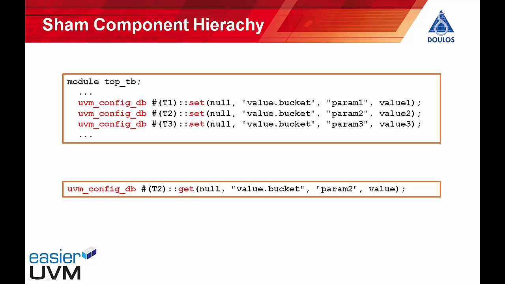So here, for example, we've set up a bucket to store values within the configuration database that's totally unrelated to the name of any actual UVM component. So we've written param1, param2 and param3 of types t1, t2 and t3 into our value bucket in the configuration database. And we can then get param2 out of the value bucket again, just as if value bucket was the name of an actual UVM component. It isn't. It's a name that we just made up in the calls to set and get. So you can use the UVM configuration database as a repository for parameters, even if those parameters are not associated with specific UVM components.